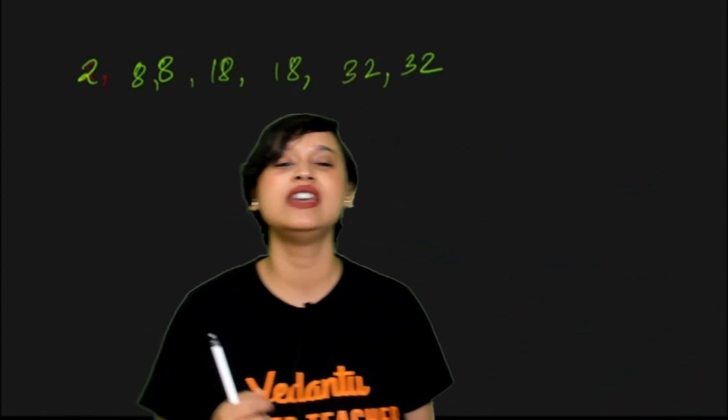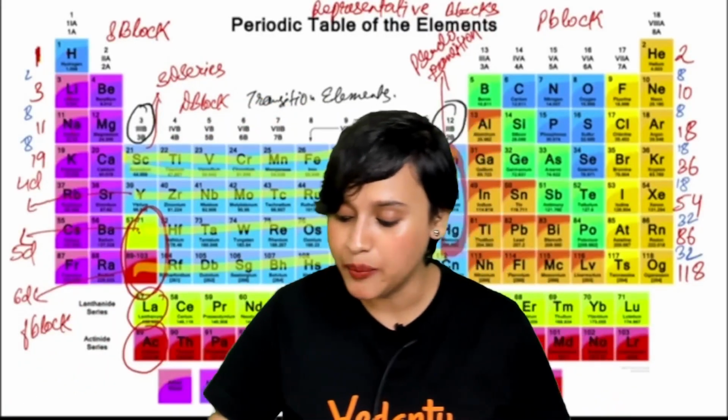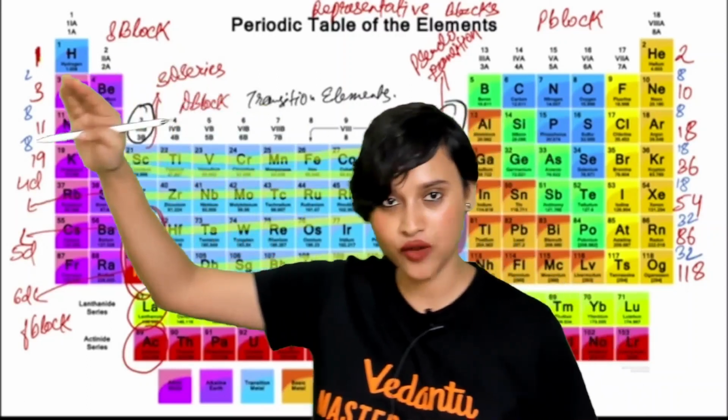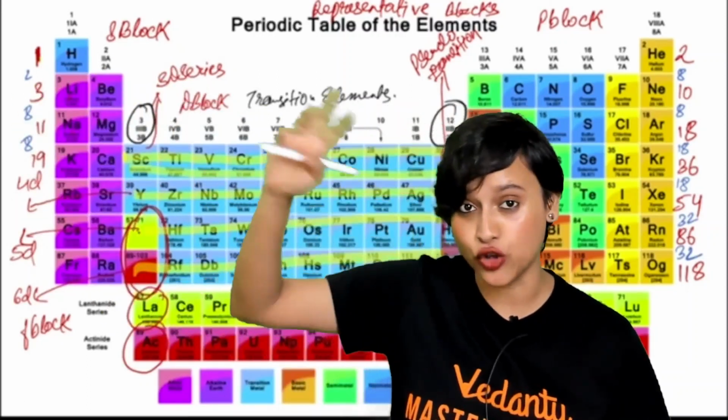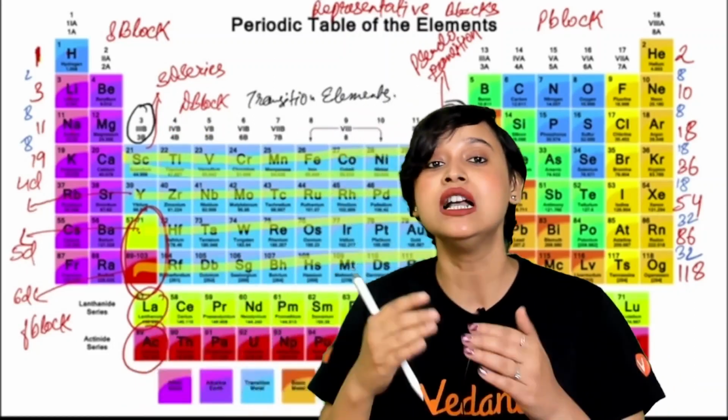This is your magic number, and this way you can calculate the atomic number of any element. You just have to know which one falls where. If you just know the group of the element, which family it belongs to, you will easily be able to calculate.